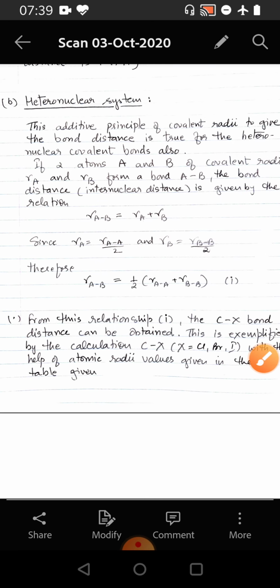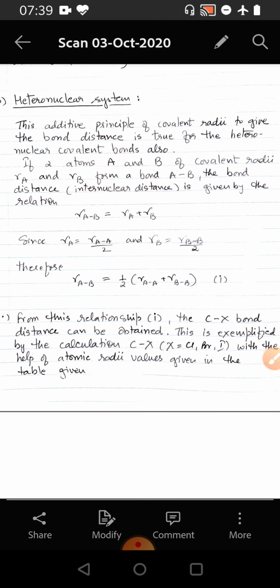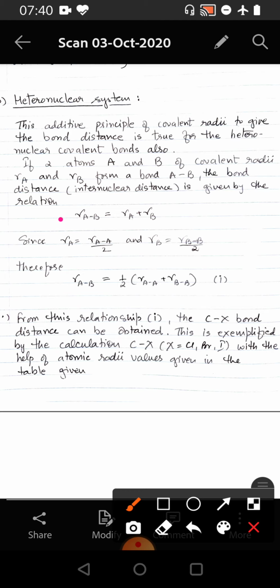Now we come to heteronuclear species. This additive property of covalent radii to give the bond distance is true for the heteronuclear covalent bond also. If two atoms A and B of covalent radii Ra and Rb form a bond AB, the bond distance, that is the internuclear distance between the A nucleus and B nucleus, is given by the relation Rab is equal to Ra plus Rb.